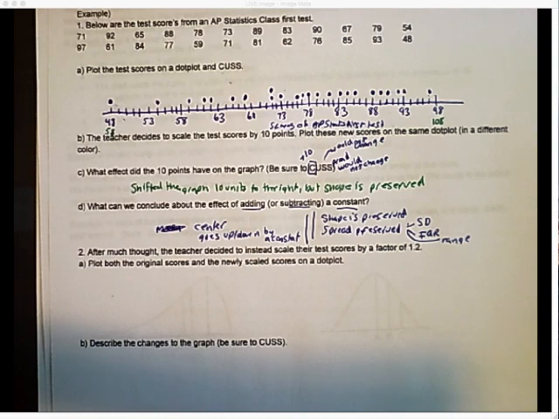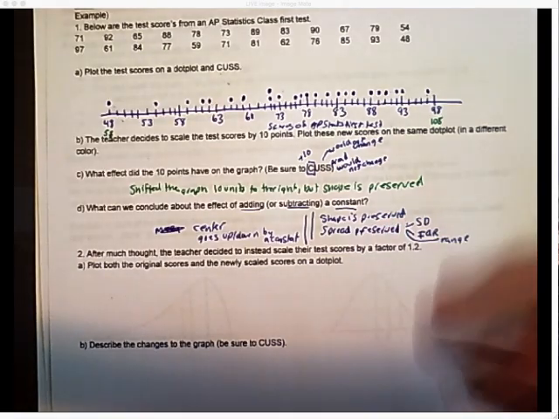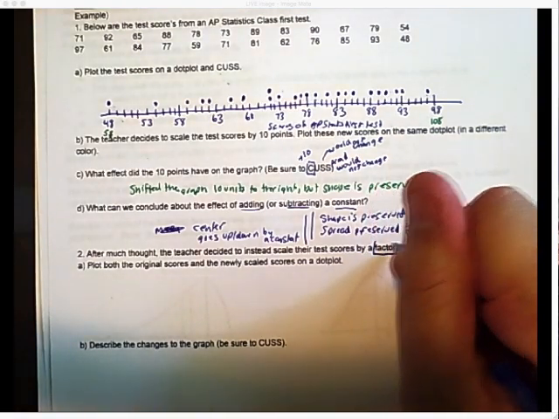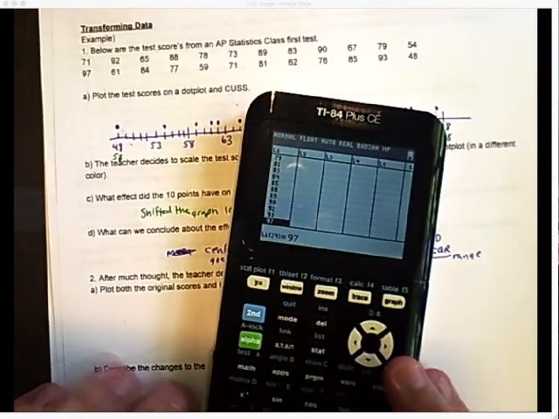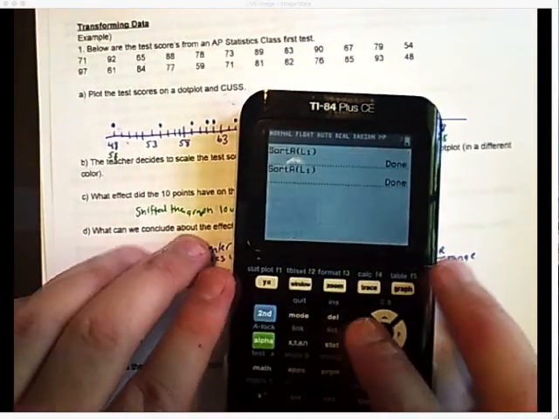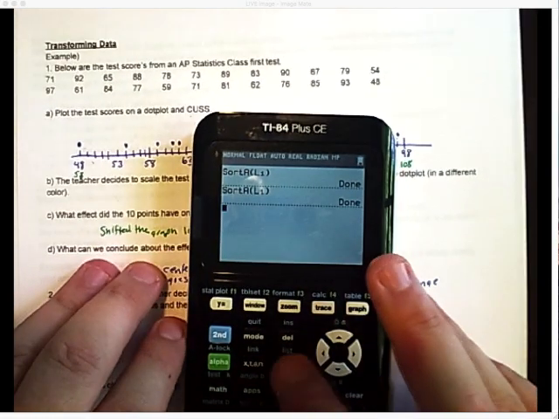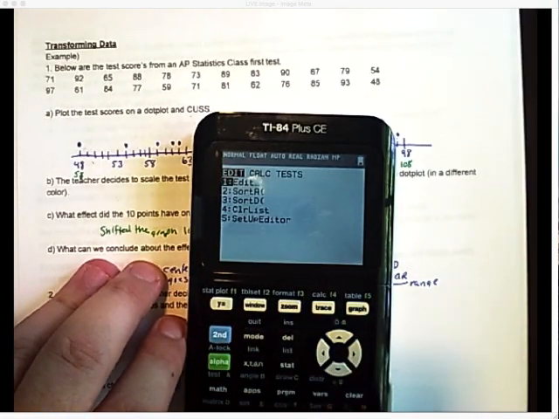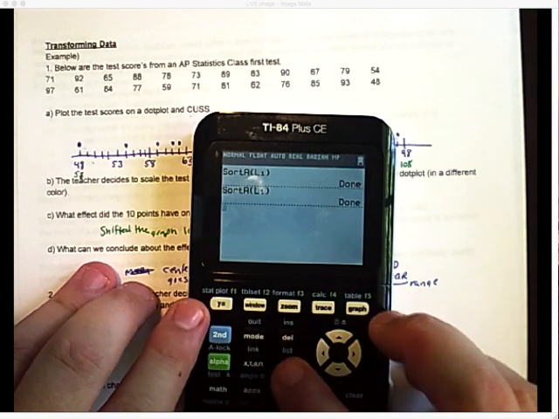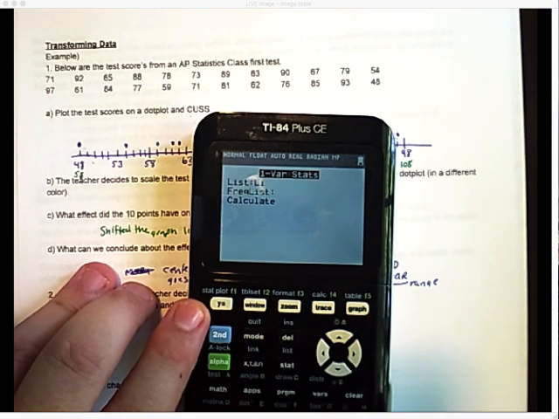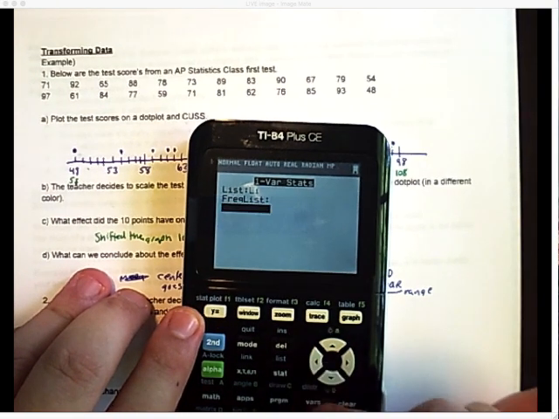So after much thought, the teacher decided to instead scale their test by a factor. So that means she's going to multiply all the scores. So you're going to multiply all the scores. Before I do that, let's get some descriptive statistics. Let's go STAT, EDIT. Go STAT, CALC, one-variable stats for list 1.